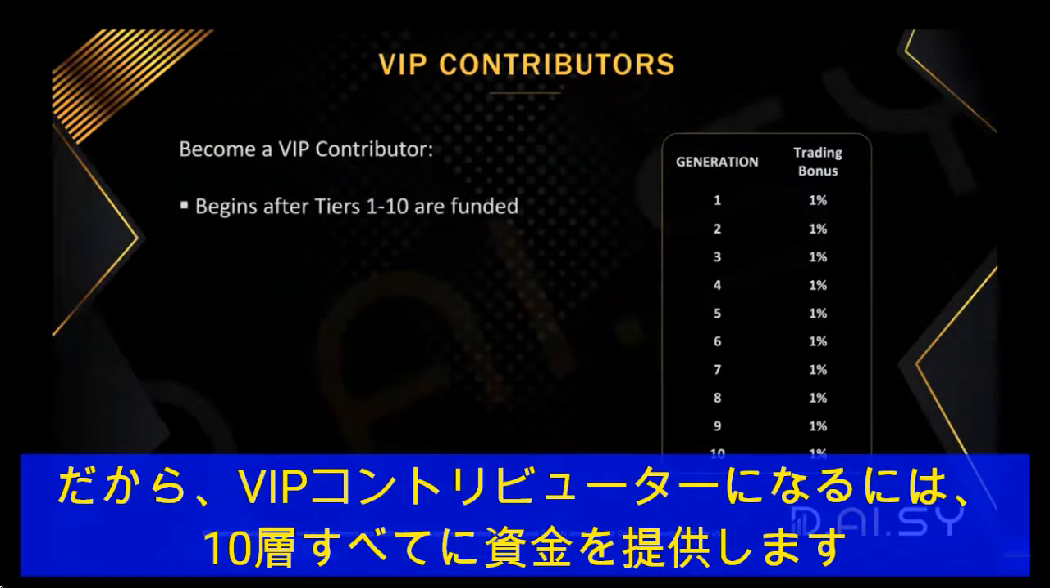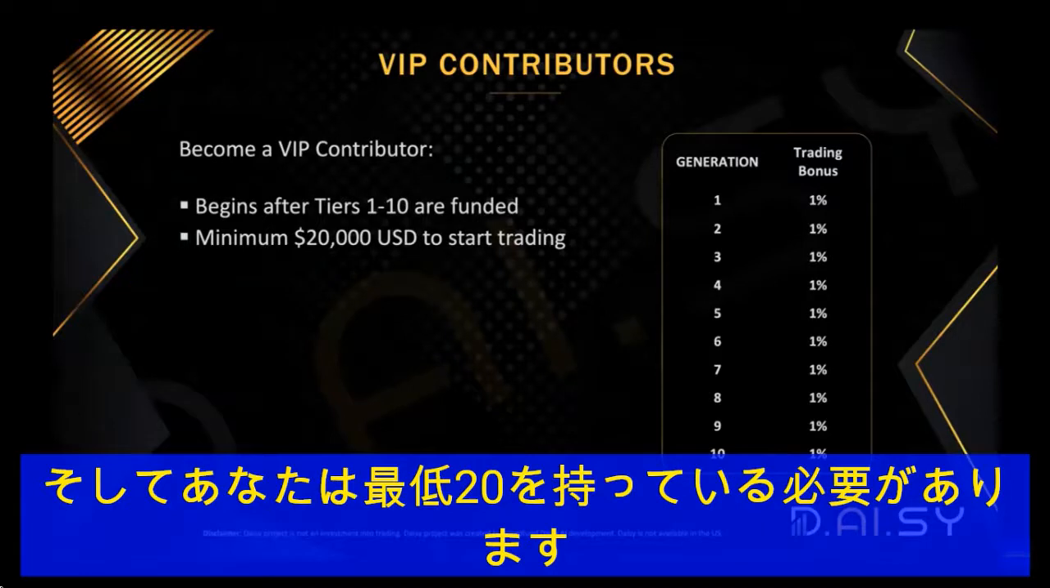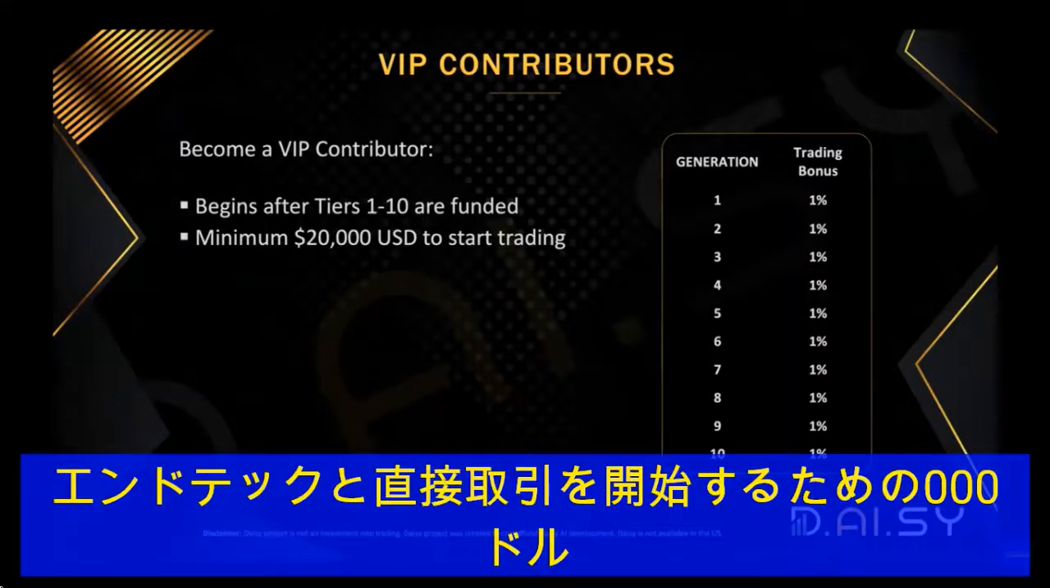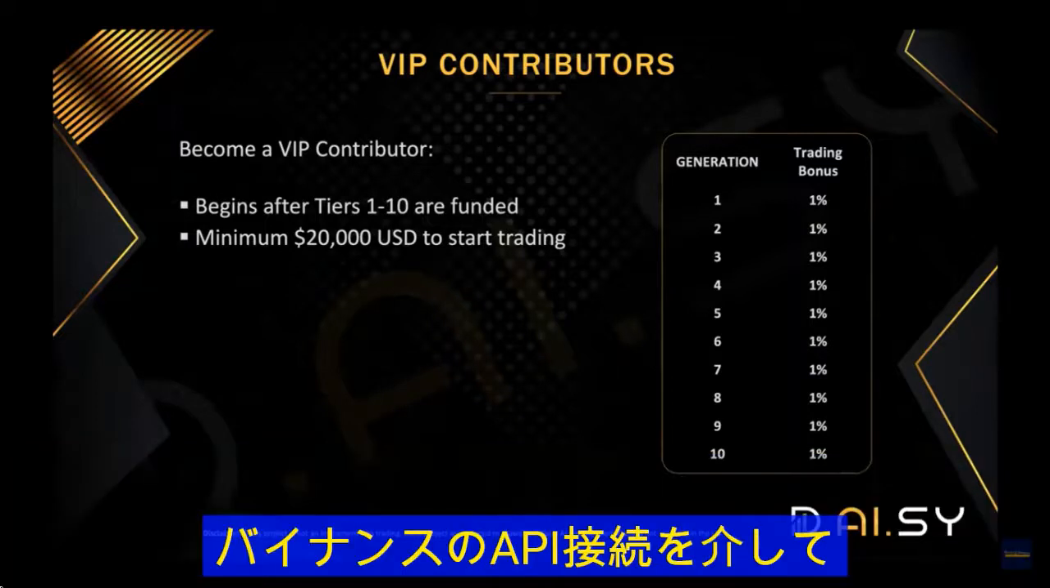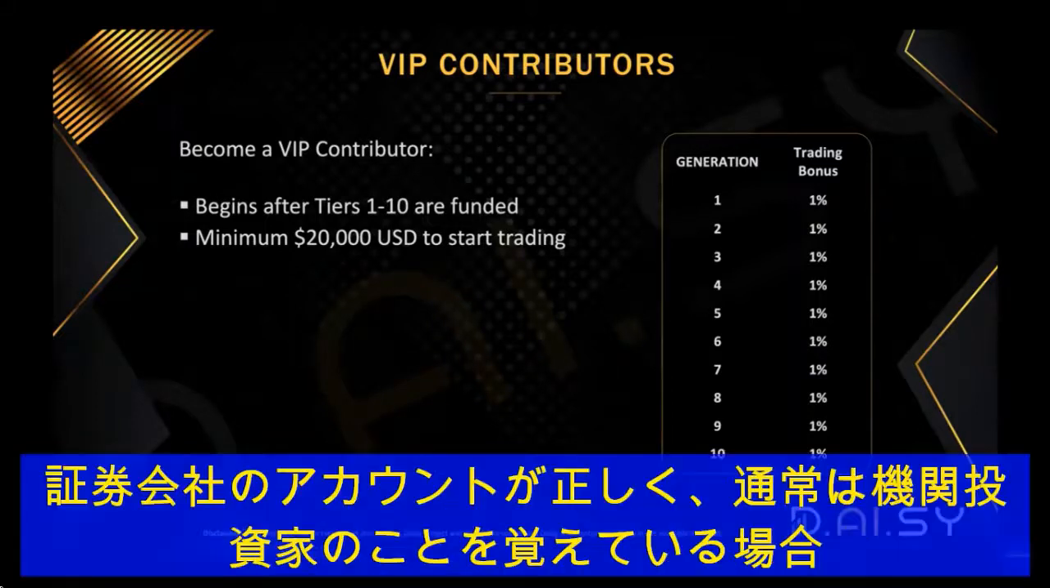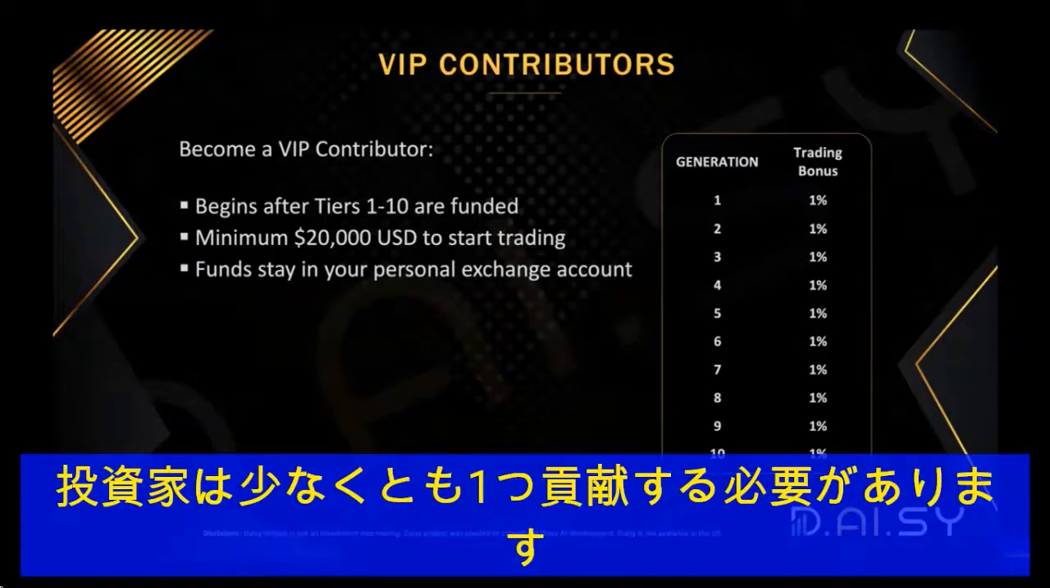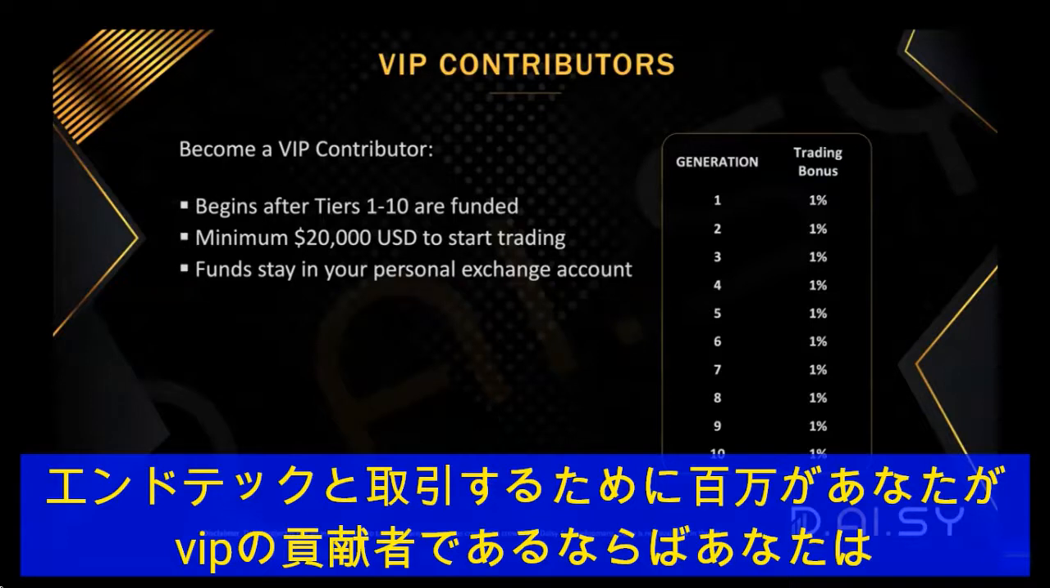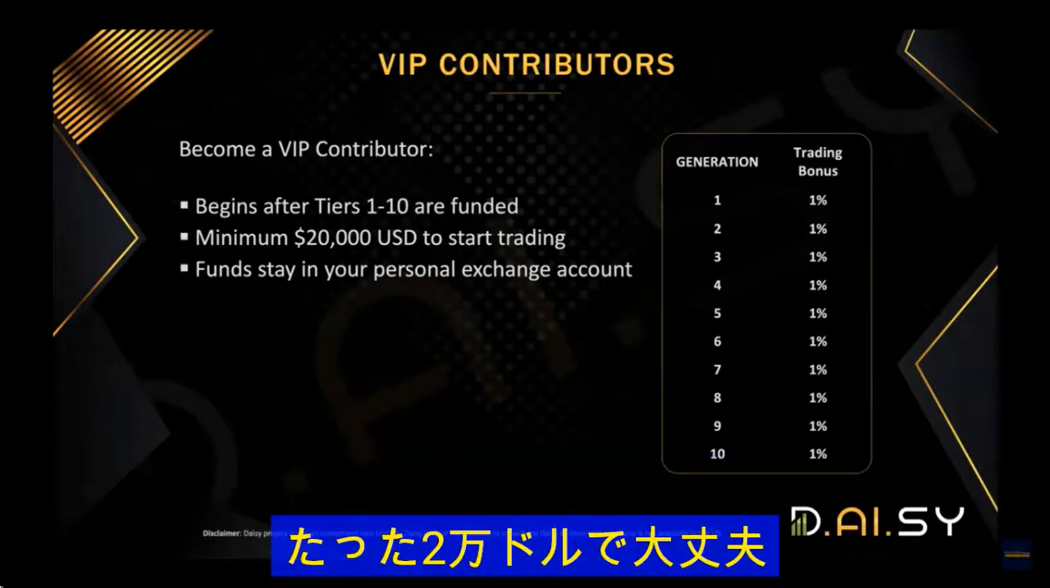So to become a VIP contributor, you fund all 10 tiers, and you will have to have a minimum of $20,000 to start trading directly with Endotech through the API connection on your Binance brokerage account, right? And if you remember, typically institutional investors will have to contribute at least 1 million to trade with Endotech. But if you are a VIP contributor, you only need $20,000.